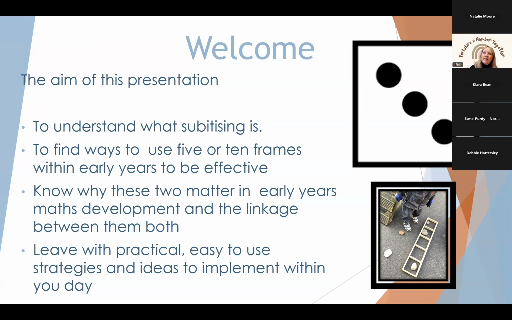So the aim of today is to let you have an idea of what subitising is. You've most probably come across this and use it probably in a different way to what we do. I'll also share ideas alongside the 5 and 10 frames, which sometimes cross over and interact a little bit, why these two things matter in math development, and the link between them both. And then I hope you can go away with some practical ideas or strategies to implement within your own day, in your own setting.